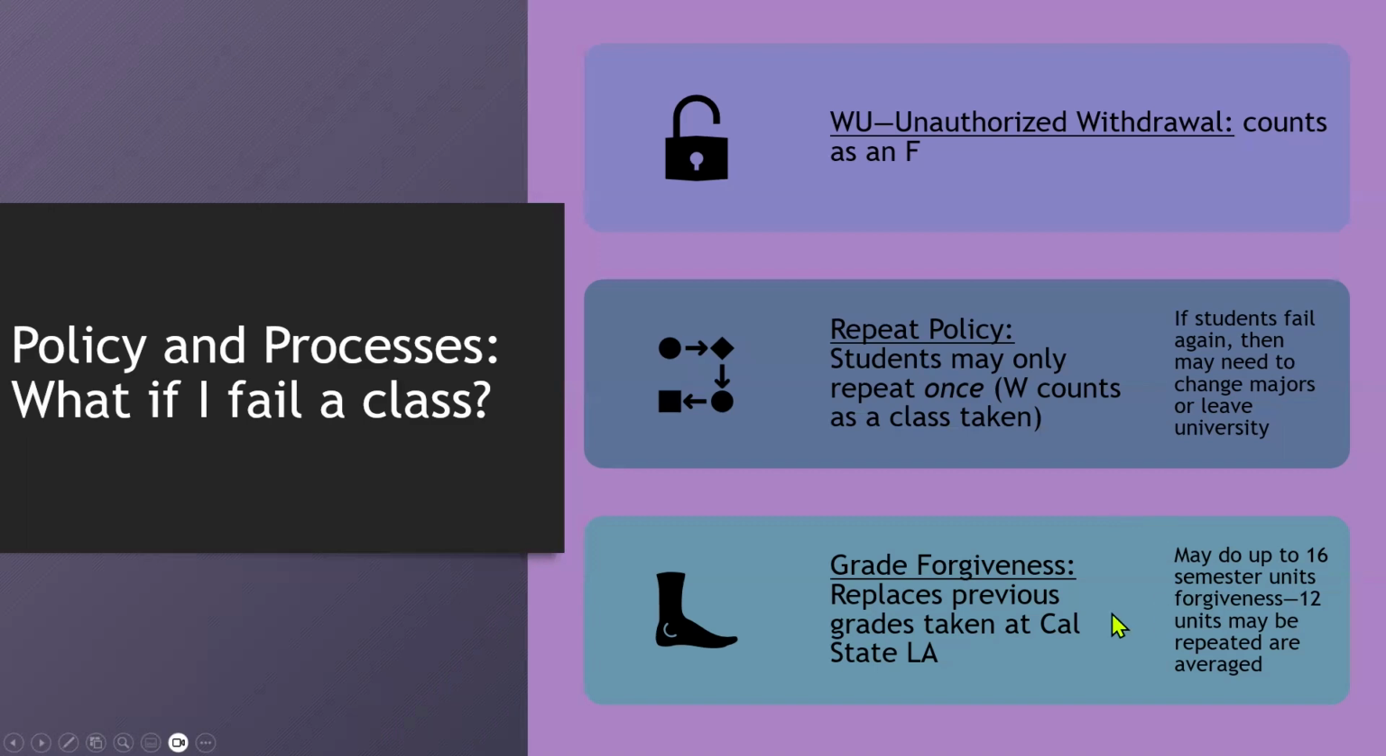You can do up to 16 semester units of grade forgiveness, or what we call grade replacement. But keep in mind, you can only replace a grade twice. After that, everything else is going to be averaged in. So keep that in mind.